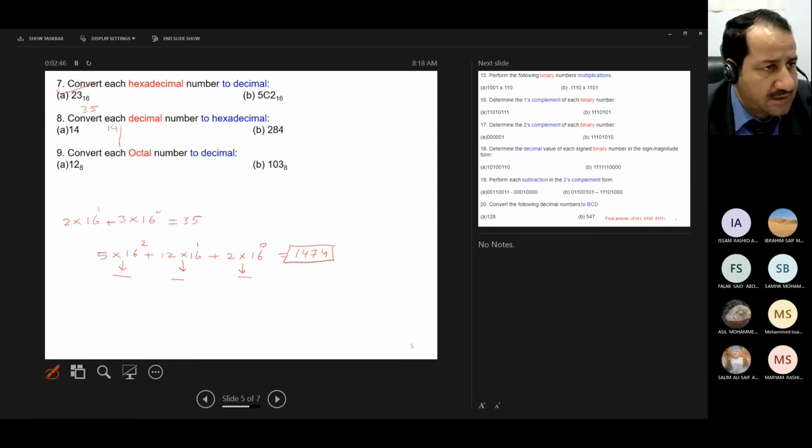As an example here, if you see here 14, if I divide it by 16, I cannot. I mean 14 is lower than 16, so the result is 0. The remainder is 14, definitely. Sorry, not 1. The remainder is 14. The result is 0, and the remainder is 14. So I will say 14. It means E. It's equivalent to E in base 16. As you can see, this is in tens.